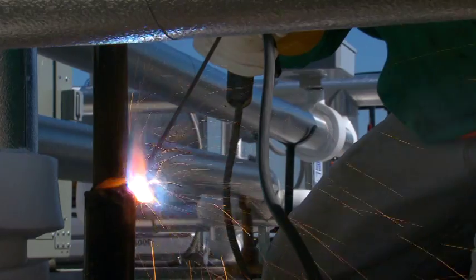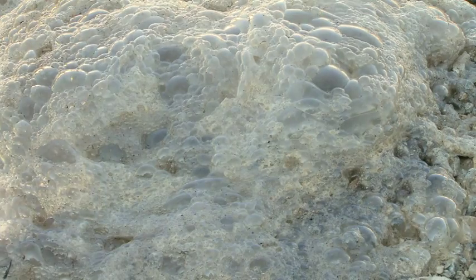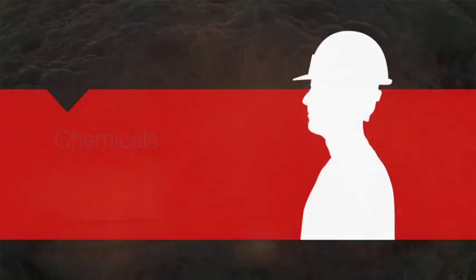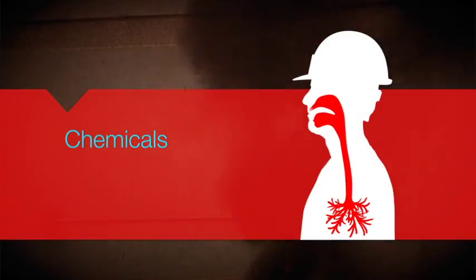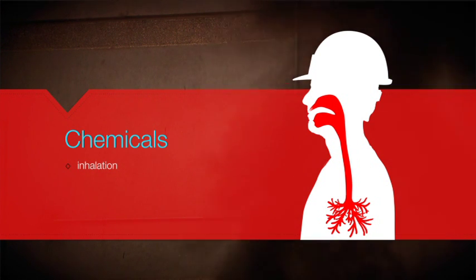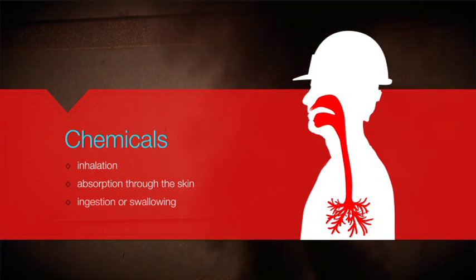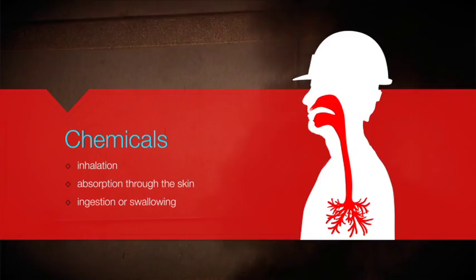We work every day with chemicals that can burn, emit toxic fumes, react violently with other chemicals, and create many other types of hazards. Chemicals can get into your body in several ways, such as through inhalation, absorption through the skin, and ingestion or swallowing. Sometimes chemicals can even be injected into your body.